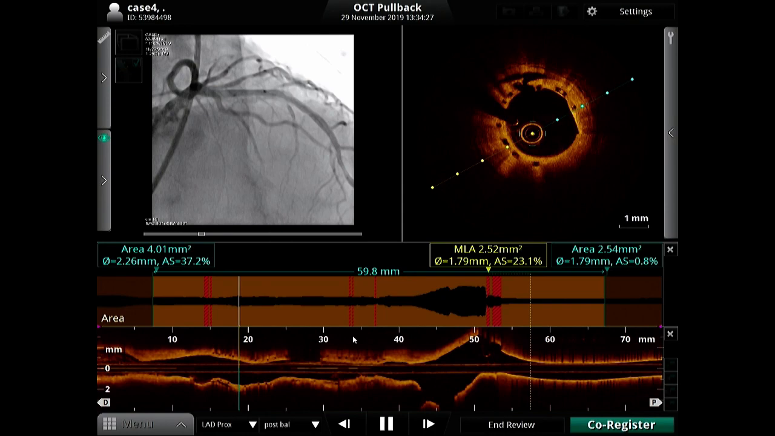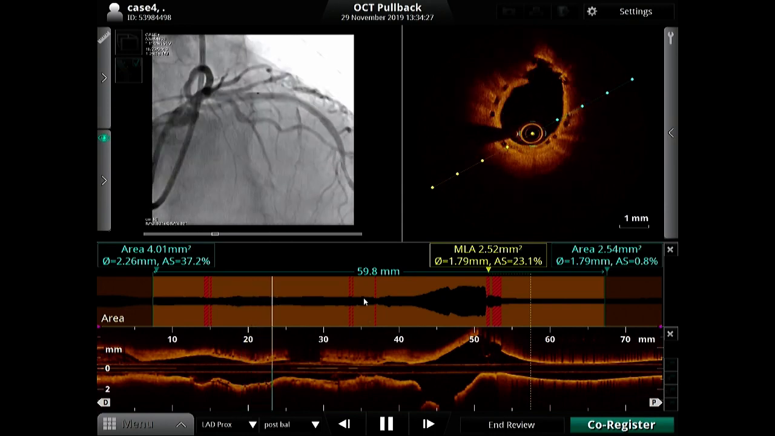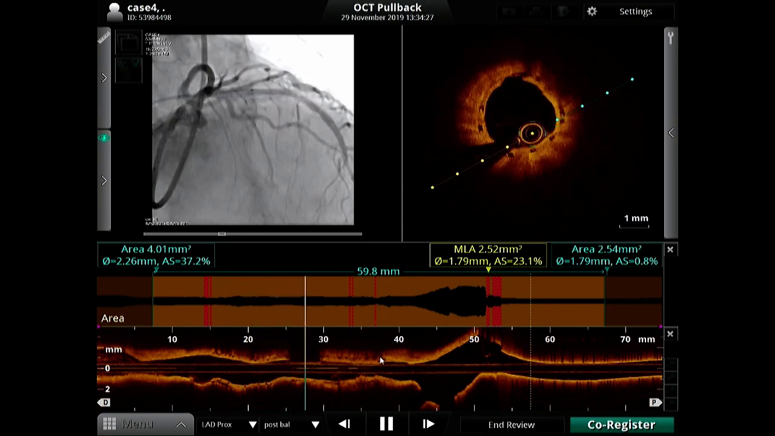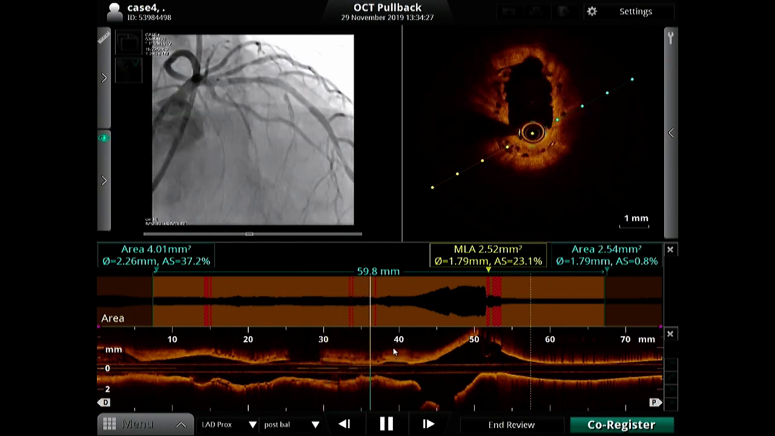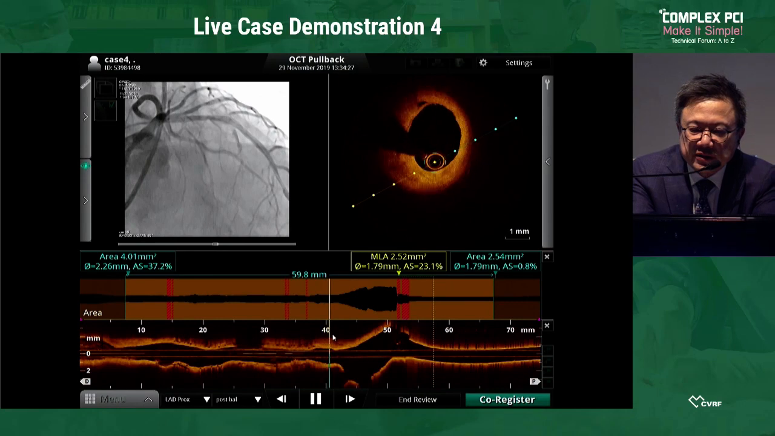The dissection occurred outside the BVS. Sorry, how long was the BRS again before? How long was the stent, the BRS?